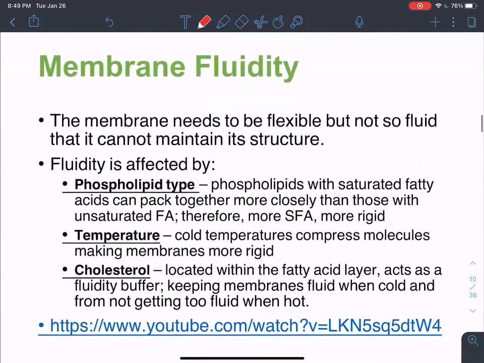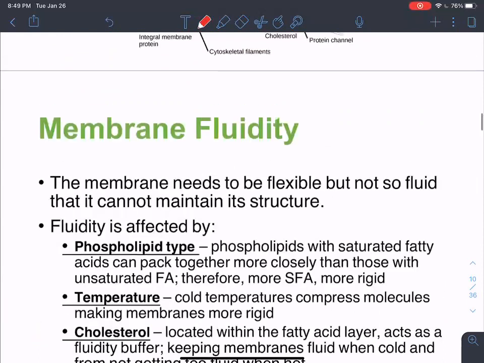Let's talk about membrane fluidity and how that actually occurs a little bit more. The membrane has to be flexible, but it doesn't need to be so fluid that it can't maintain its structure when it needs to. So fluidity is going to be affected by the phospholipid type. Phospholipids with saturated fatty acids can pack together more closely, and we talked about that.